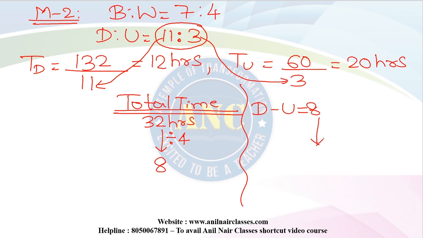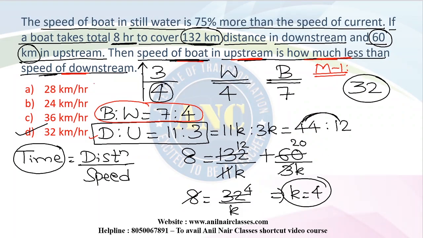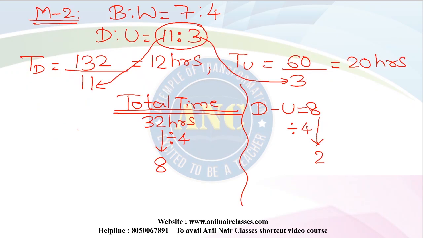So many people will make a mistake here. They will also divide 8 by 4 and write it as 2 kilometers per hour. Unfortunately, 2 is anyway not there in the answer options also.